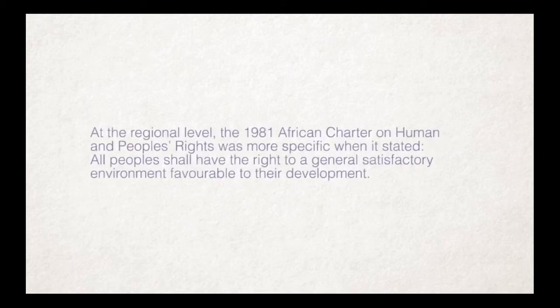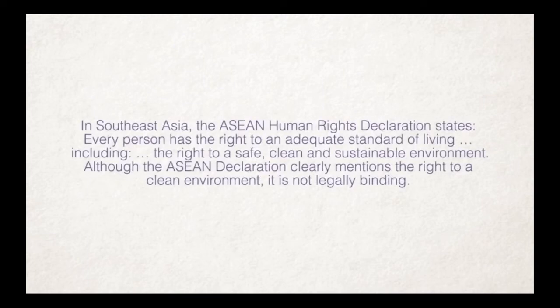At the regional level, the 1981 African Charter on Human and Peoples' Rights was more specific when it stated, "All peoples shall have the right to a general satisfactory environment favorable to their development." In Southeast Asia, the ASEAN Human Rights Declaration states, "Every person has the right to an adequate standard of living, including the right to a safe, clean, and sustainable environment." Although the ASEAN Declaration clearly mentions the right to a clean environment, it is not legally binding.